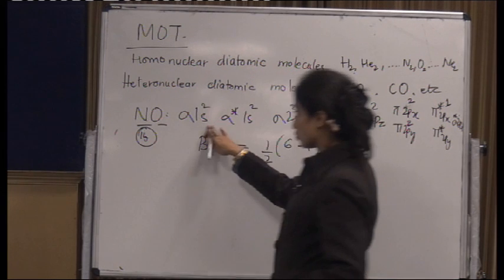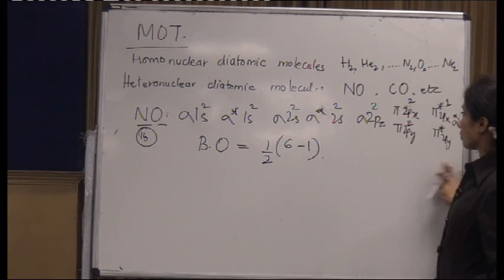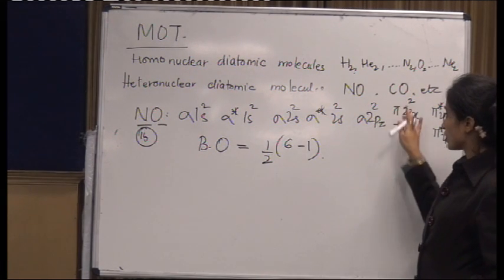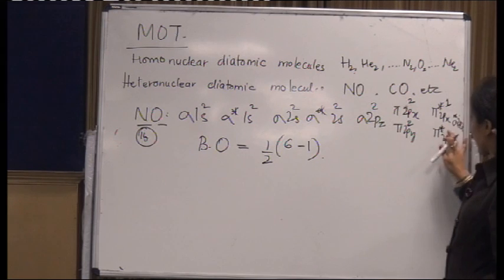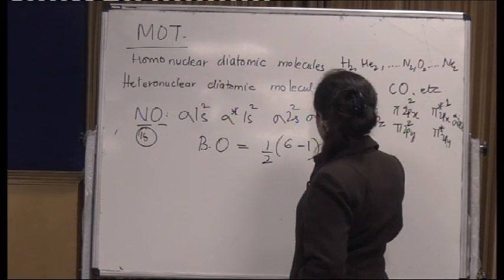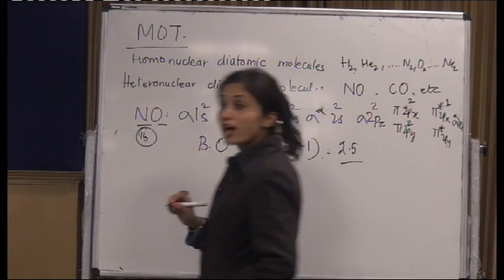1s has 2 and 2, sigma 2s and sigma star 2s have 2 and 2. So you can just look into the pi 2p orbital. So 2, 4, 6 in the bonding and 1 in the anti-bonding. So that is 5 by 2, which is equal to 2.5. So the bond order of NO is 2.5.